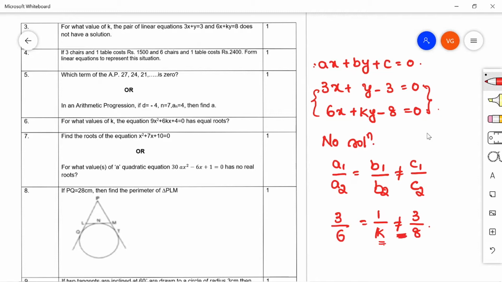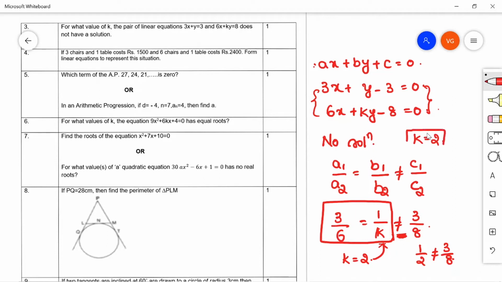As you don't have an equal sign here, first take these two, then the value of k is equal to 2. Substitute here: 1 by 2 is not equal to 3 by 8. Yes, the condition is satisfied. So k is equal to 2 is the answer for this problem. It means for k equal to 2, the pair of linear equations does not have any solution. Coming to the marking criteria, writing the condition you will get half mark, and writing the final answer you will get another half mark.